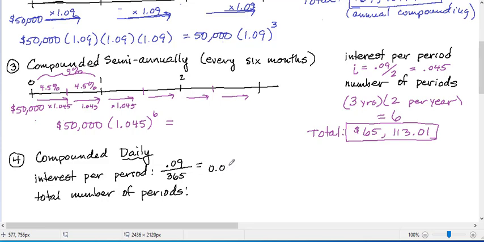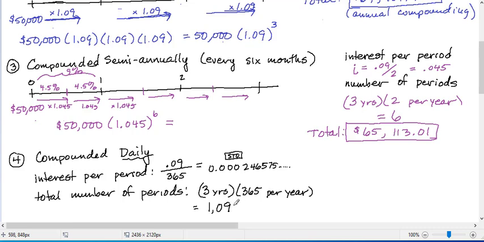Each day's interest rate is 0.000246575, and there are more decimal places, so either store this or use 0.09 over 365, but don't round it off or else your answer is going to come out wrong. Those decimal places all end up mattering a lot. The total number of periods would be 3 years times 365 days per year. That's 1,095 times.